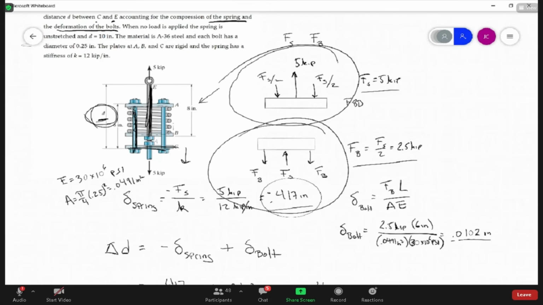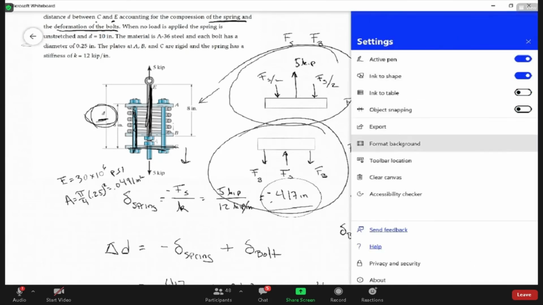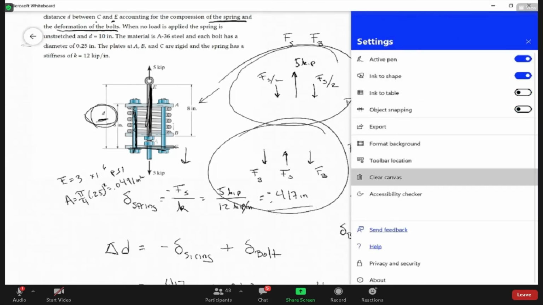All right. Let me clear this out because this got weird with the Zoom stuff.